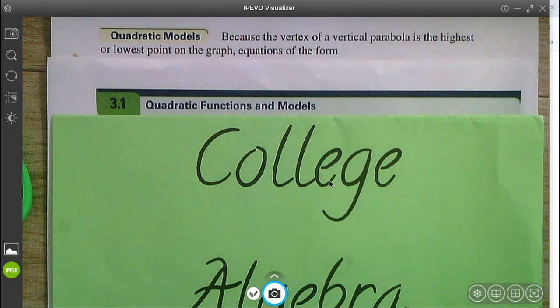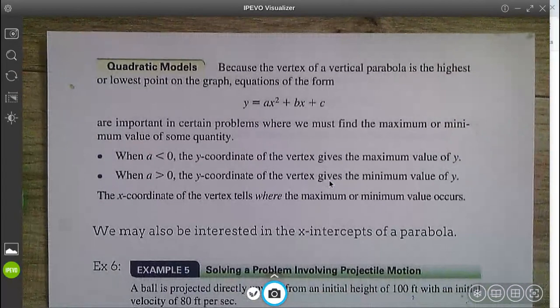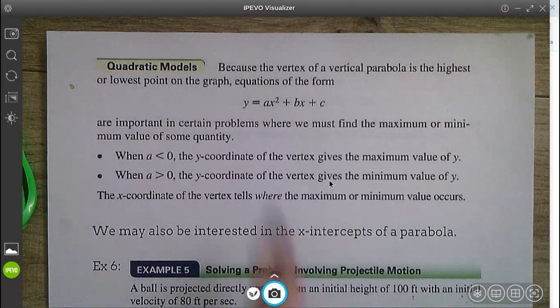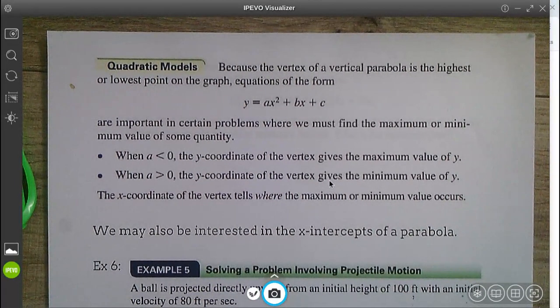And the final chapter is about quadratic models. Now, because the vertex of a parabola is the highest or lowest point on the graph, equations in this form are important for certain problems where we must find the maximum or minimum of some quantity.